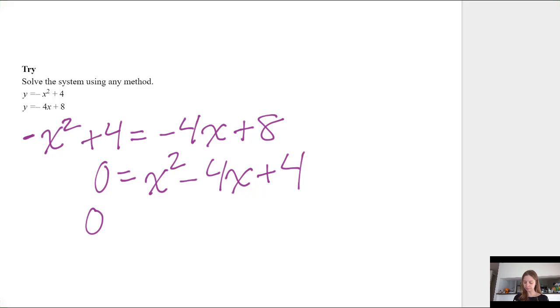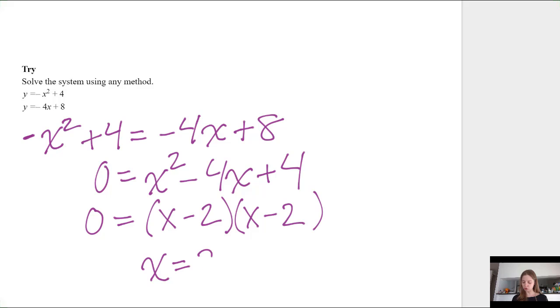This is factorable. And we get x minus 2 times x minus 2. It's the same binomial. So the x value here is 2. That will make that equation true. There's only one solution. Now I've got to find the y value. If x is 2, I'll use the second equation because it doesn't have a squared term. You could use the first equation.